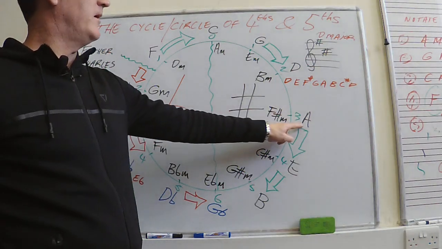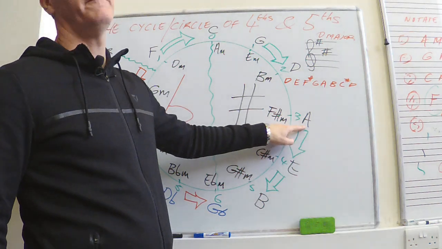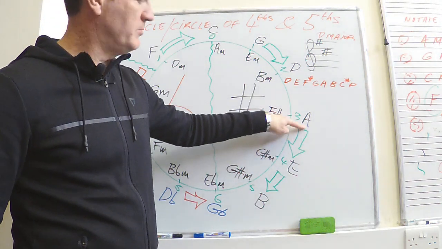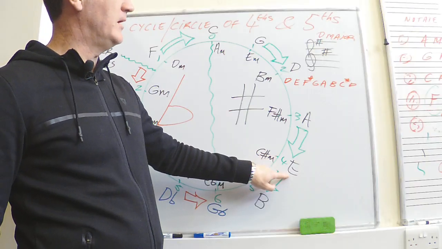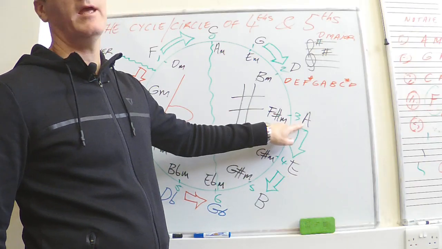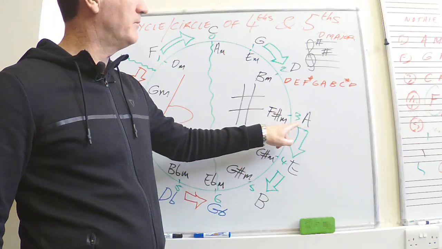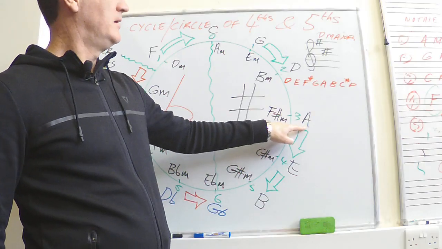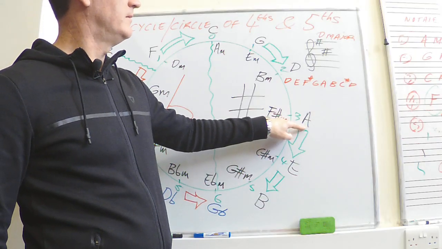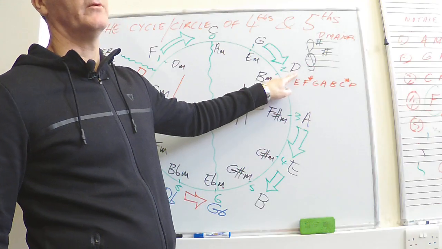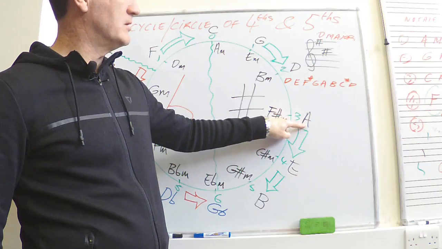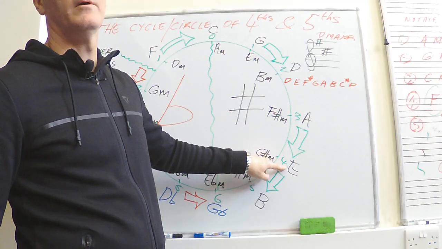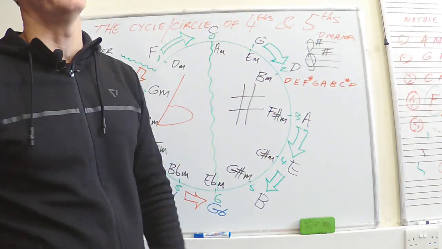Now we go back to the key of A major. If I wanted to find out the 5th chord of the key of A major, we simply move one forward. So E major chord is the 5th chord of the key of A. And the 4th chord of A major, I go one back: D major is the 4th chord of the key of A major. If I want to find the 5th chord of the key of A major, I simply go one place forward. That's why it's called the cycle of fourths and fifths.